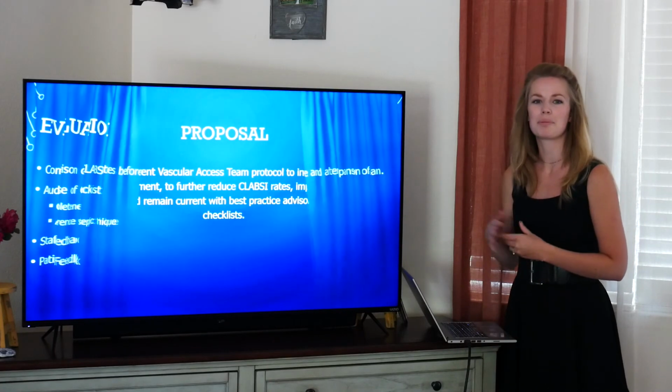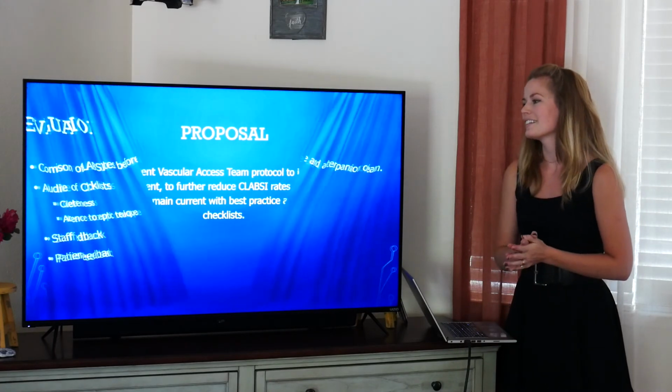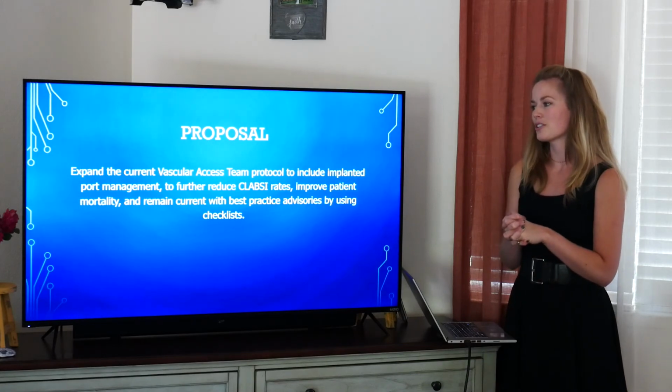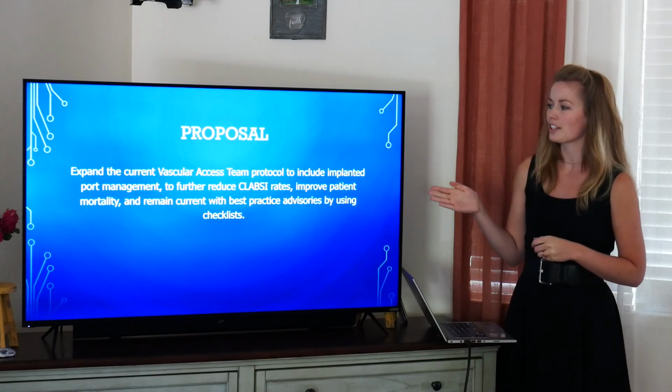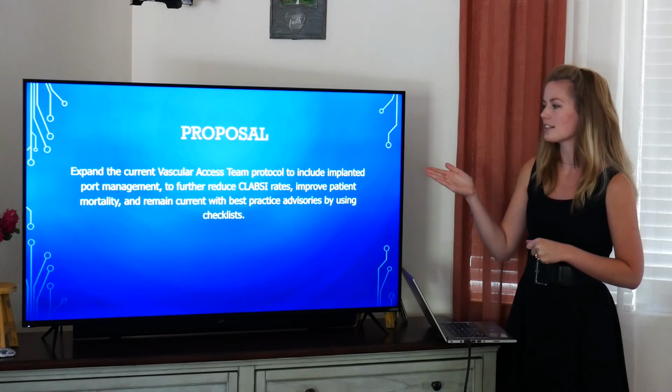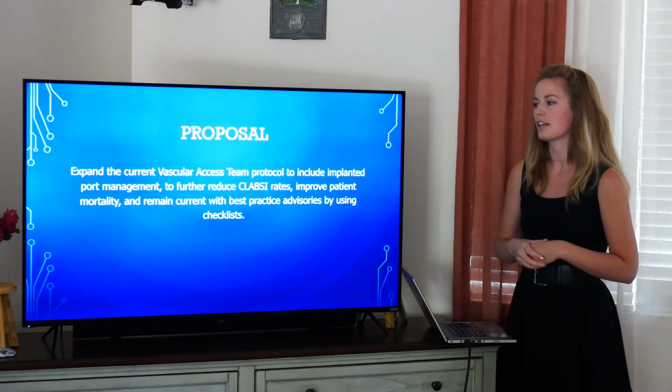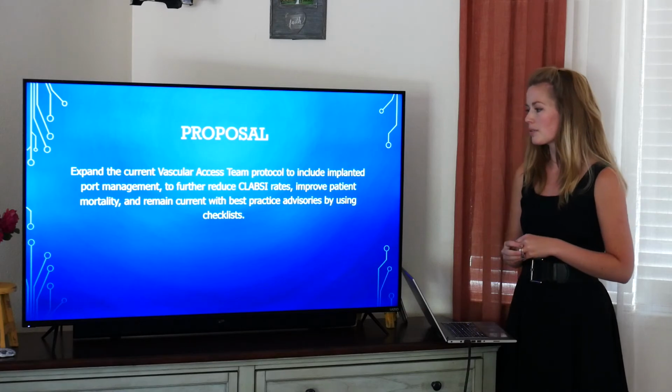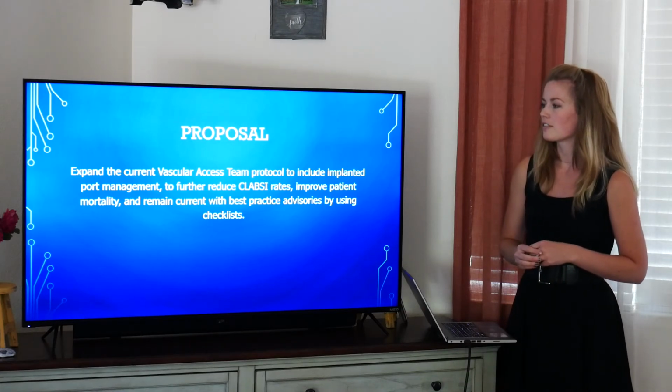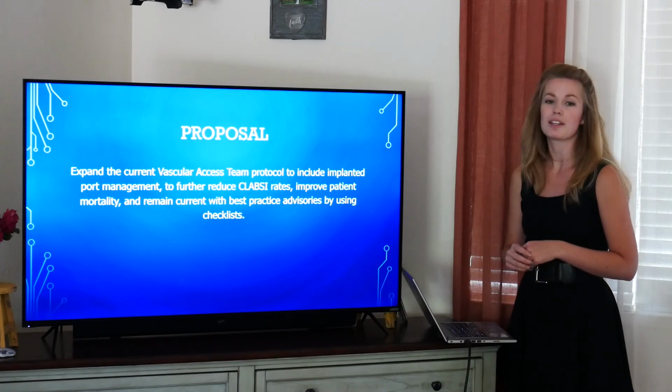So in summary, my proposal would be that the current management of ports would be changed. The expansion of the vascular access team protocol to include implanted ports to further reduce our CLABSI rates, improve patient mortality, and remain current with best practice advisories by using these checklists.